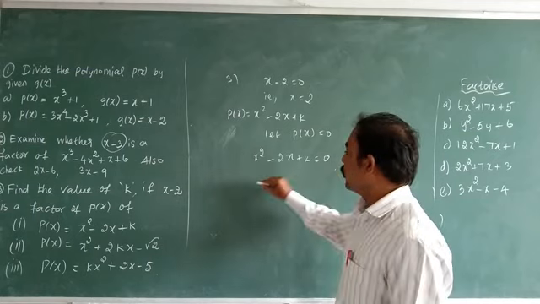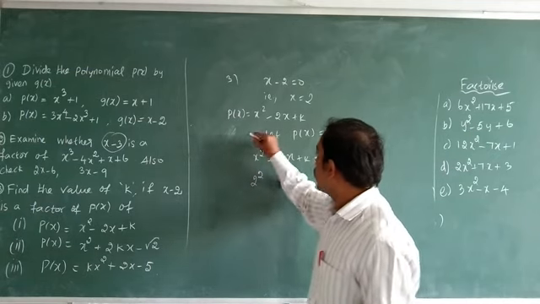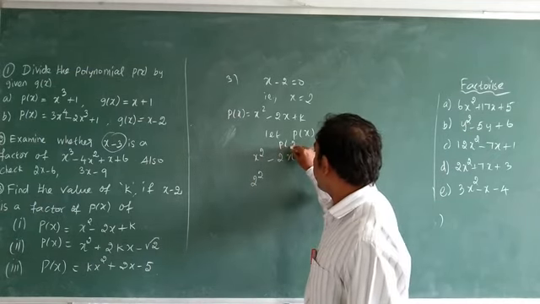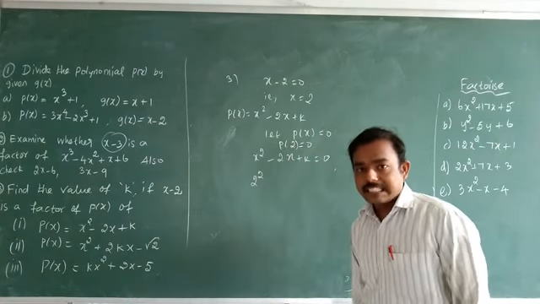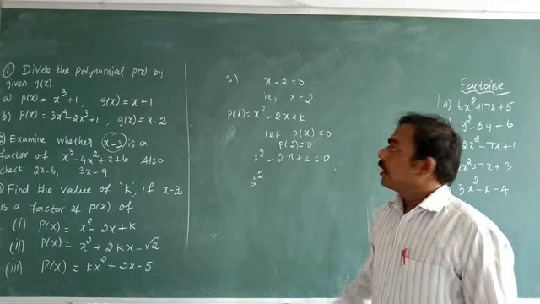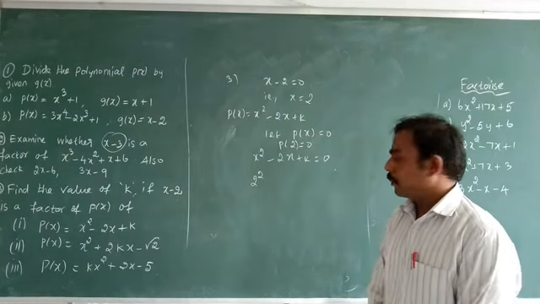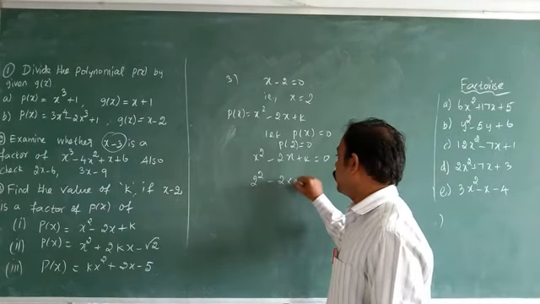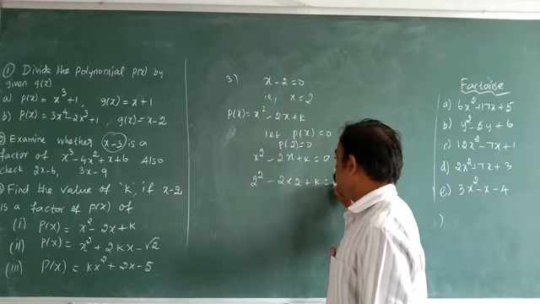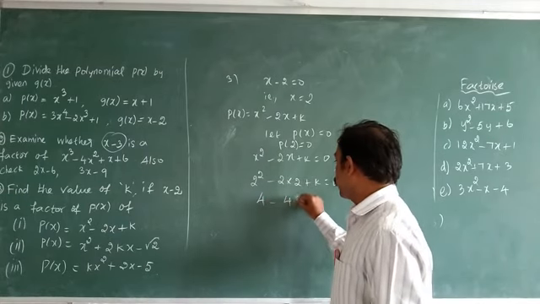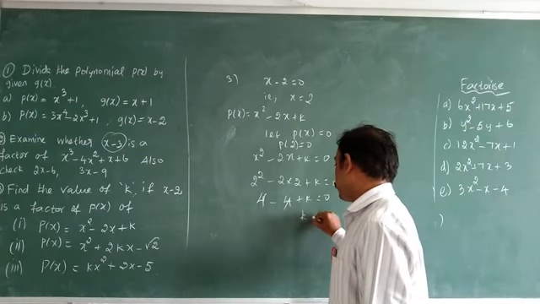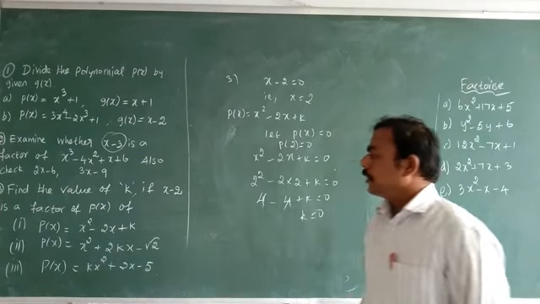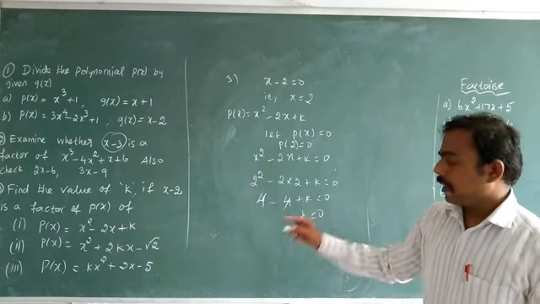That is x is equal to 2. Given that p of 2 equals 3. This is the meaning: p of x equal to 0 we need to consider when x is equal to 2. Now 2 squared minus 2 into 2 plus k equal to 0. So 4 minus 4 plus k equal to 0. So 4 we can cancel. So automatically k equal to 0. K equal to 0 is the value.